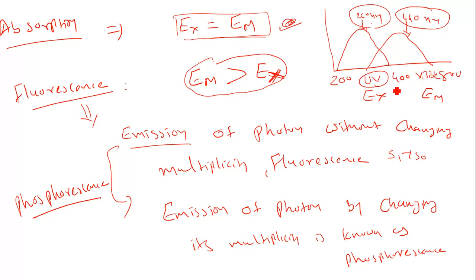Okay, 200 to 400 is UV, 400 to 800 is visible. This is the excitation wavelength and this is the emission wavelength. Both are similar as far as the range is concerned, but there is a drastic difference between these two phenomena. In absorbance you will find the excitation and emission wavelengths are similar.